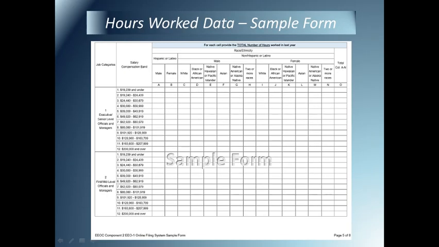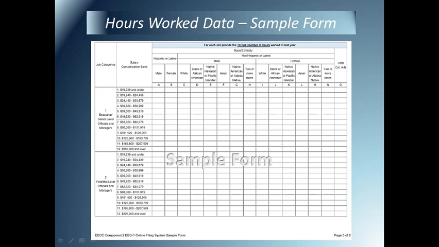This sample form shows you the second matrix of Component 2 to report hours worked data for EEO categories 1 through 10. Each cell on the hours worked matrix corresponds to a cell on the summary compensation data matrix. The hours worked during that year by all the employees counted in the cell on the summary compensation data matrix should be totaled and then recorded in the corresponding cell on the hours worked matrix.